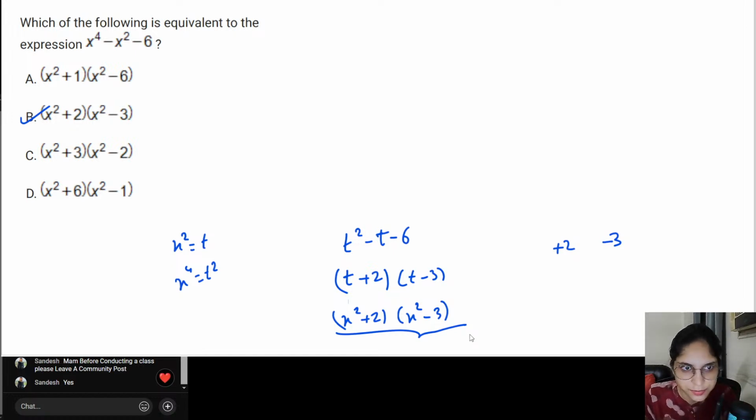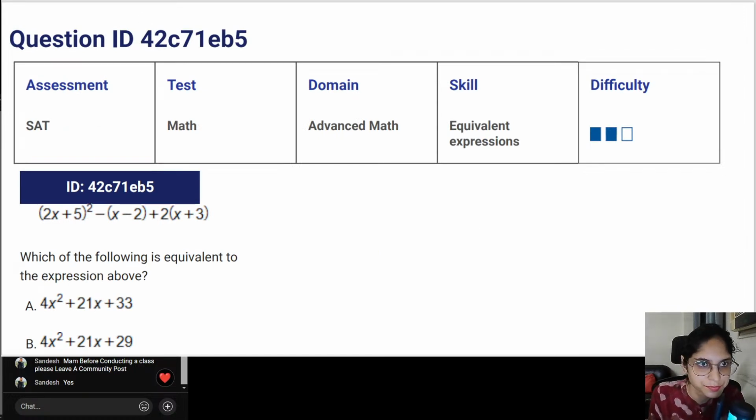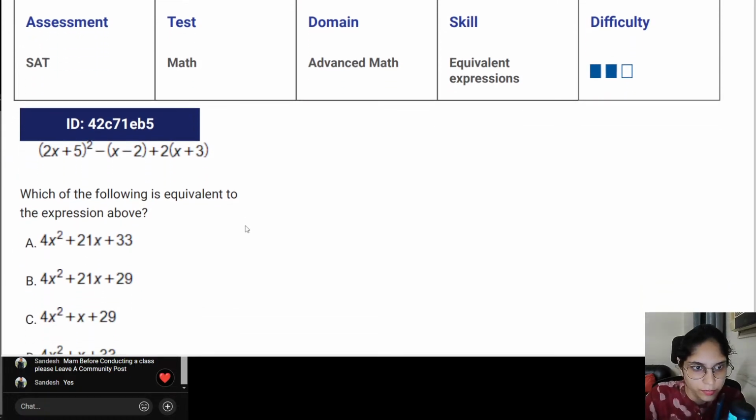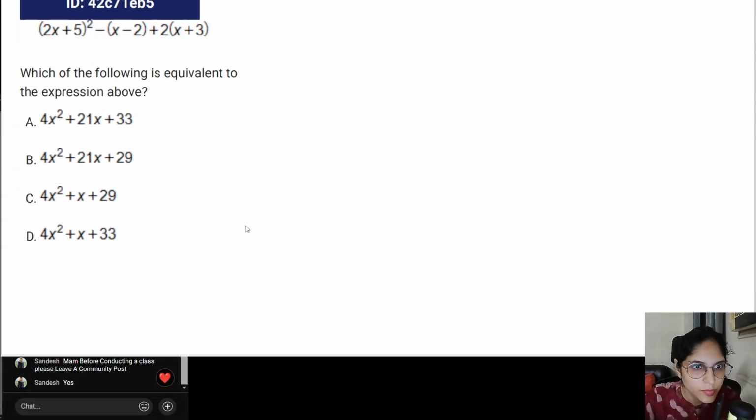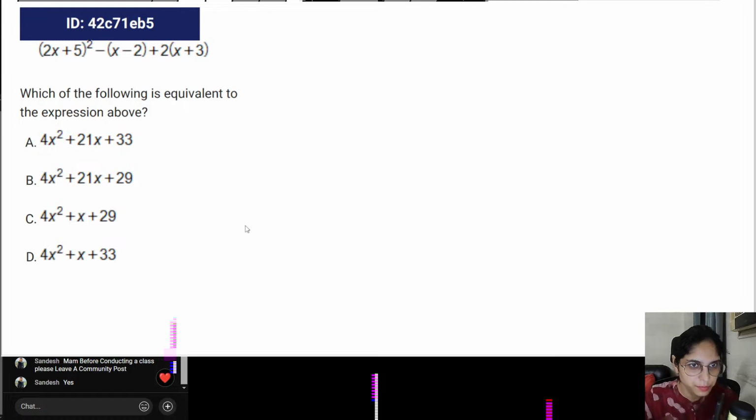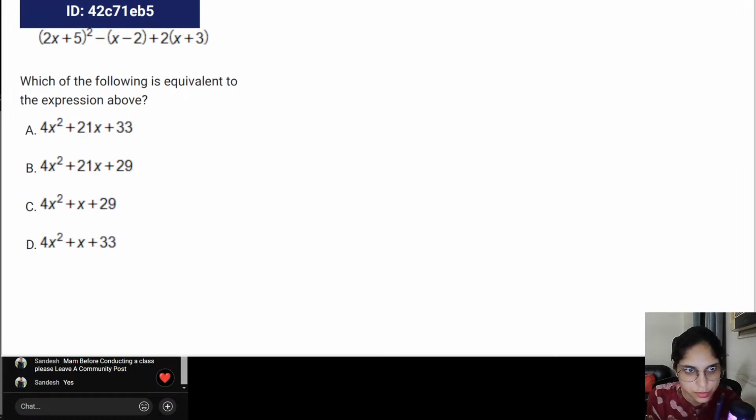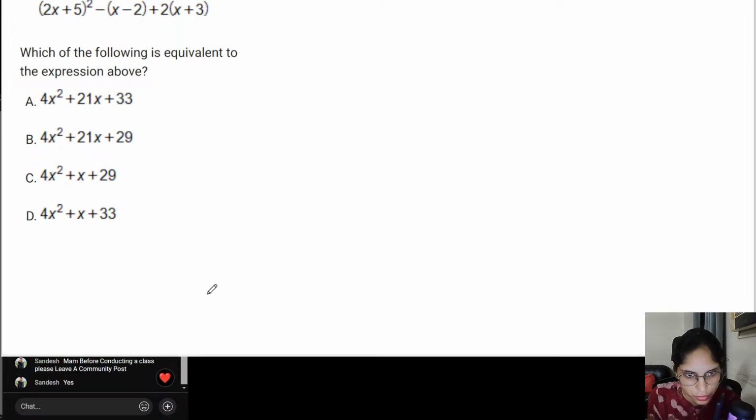Next is question number 7. Six we did, yeah. Which expression is equivalent? And you see it's a full on elongated process. So you will have to do 2x plus 5 whole squared and then just combine the like terms. So this is again a plus b whole squared. Remember the formula. A plus b whole squared is a squared plus 2ab plus b squared.